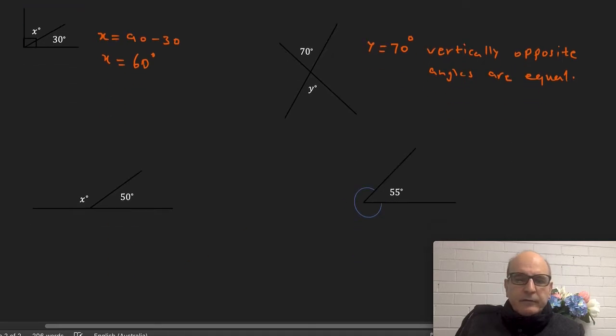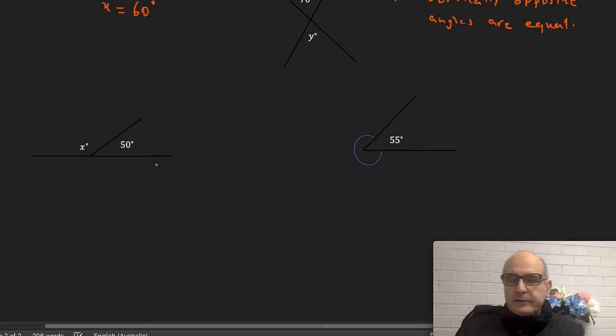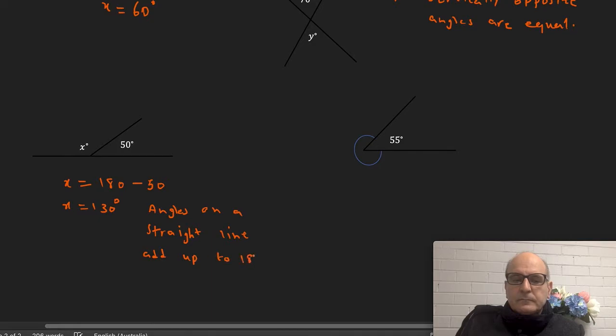This one, I want to find X. Again, as you can see, they're making a straight line. So then X will be 180. A straight line is 180. Take away 50. That gives me 130. And again, if they ask me why, I can say that angles on a straight line add up to 180. This angle plus this angle together make one straight line.